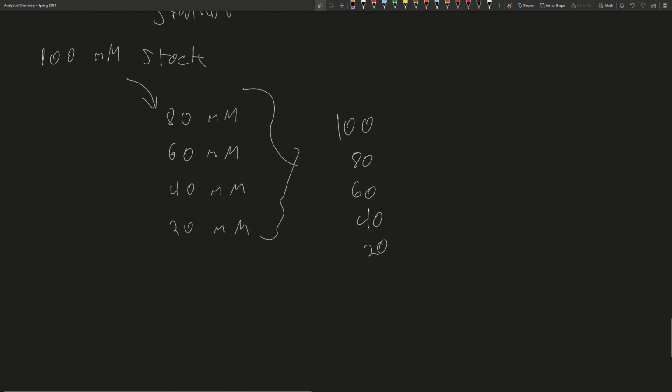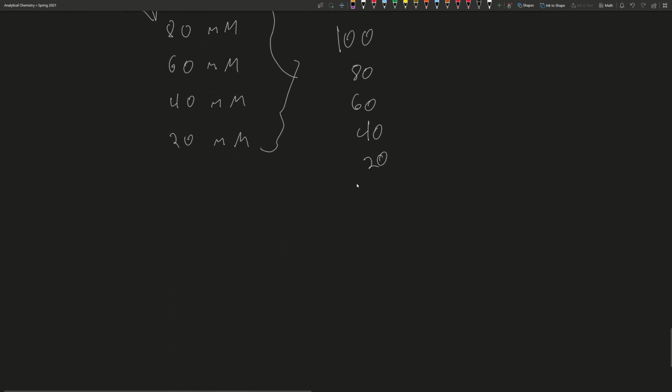So now that we have our calibration standards, we could run our samples through the instrument. And we will create a graph.